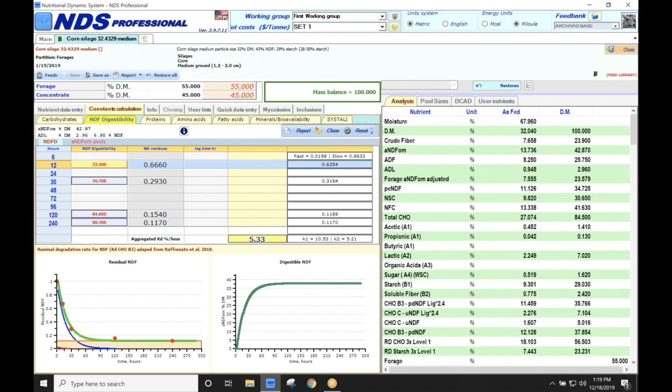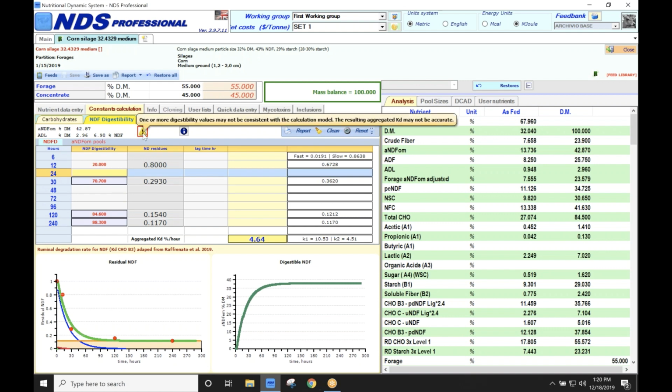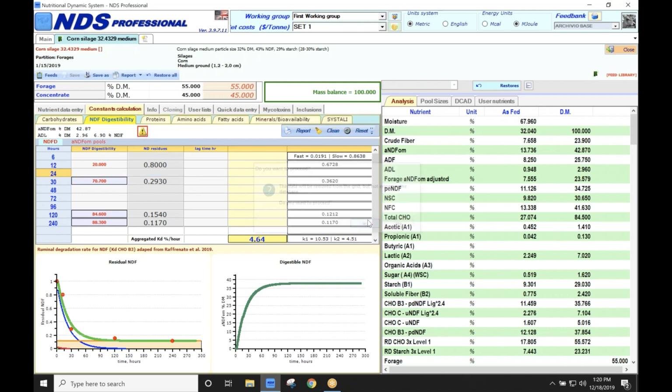Now, there is also a warning sign that will come up on the calculator when we believe that one or more of these NDF digestibility time points doesn't really fit well with the model. I just want to show you a drastic change in these four time points, and you will see this sign appearing, saying basically that one or more digestibility values are not consistent with the calculation model.